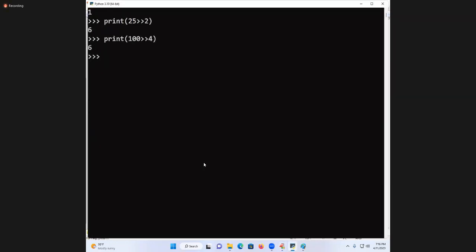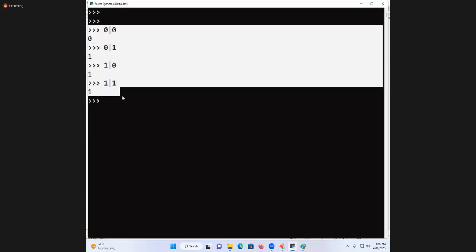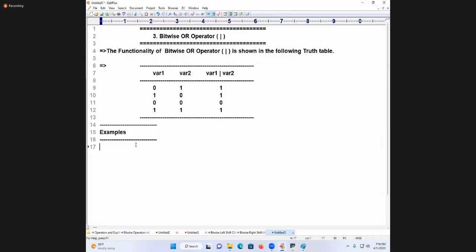Aniket, now coming to the example. 0 or 0, the answer is what? 0. 0 or 1, 1. 1 or 0, 1. 1 or 1, 1. Aniket, coming to the point back. This is called the first example.